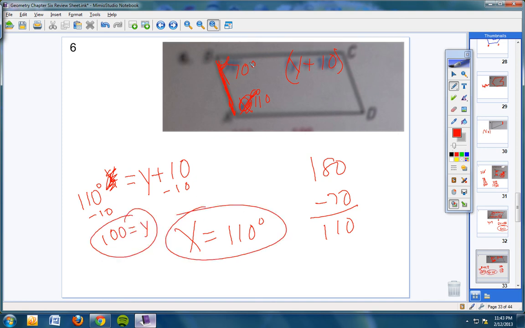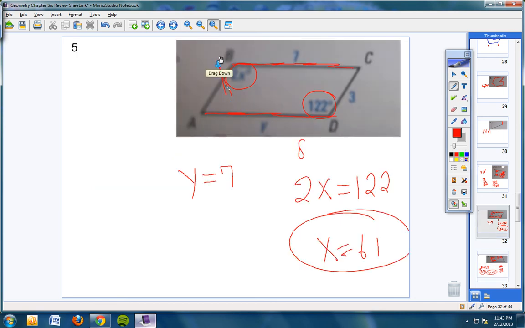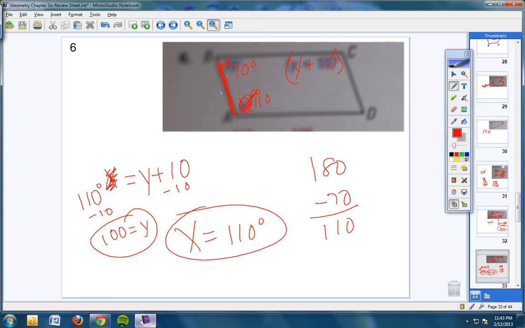Let's go over that again quickly. I found x first because these two angles right here that my pen is on have to be supplementary. And then once I knew this is 110, then I knew y plus 10 had to equal 110. Subtract 10 from both sides, and y equals 100.